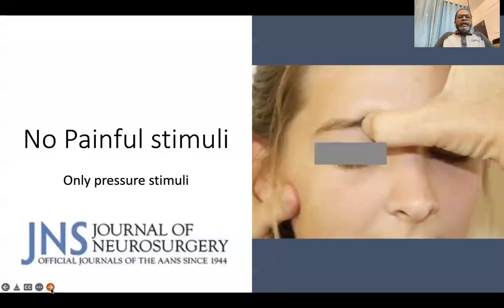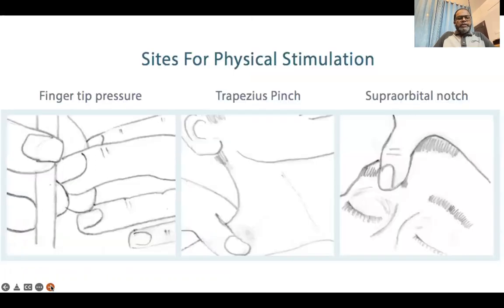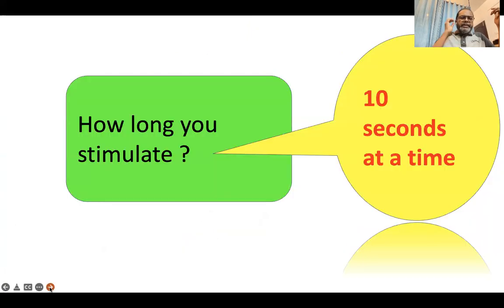This is the new GCS, and one important thing: previously you applied pain to get the response, and hereafter you should not apply any painful stimuli. You can only apply pressure to elicit the response. The usual sites to apply the pressure are the fingertip, the trapezius, or the supraorbital notch. And how long do you apply this pressure? A maximum of 10 seconds.